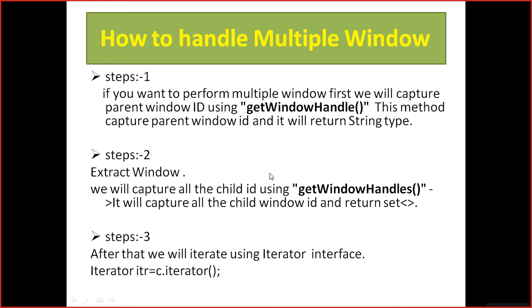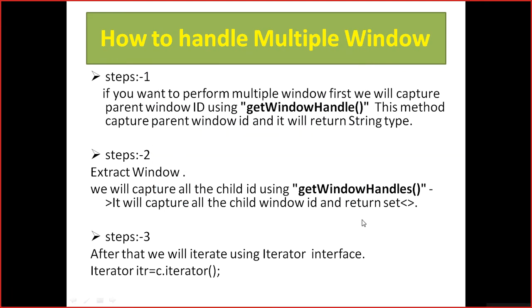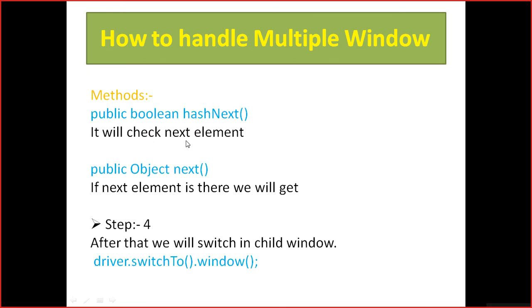In the second step, we have another method called getWindowHandles. It will return a Set, which is one type of collection, because we have multiple windows, so multiple IDs. That's why it returns a Set. Here again we will use the iterator concept. Iterator is an interface. When I write the code, I will discuss all the things. Today only I have discussed the iterator concept, right?